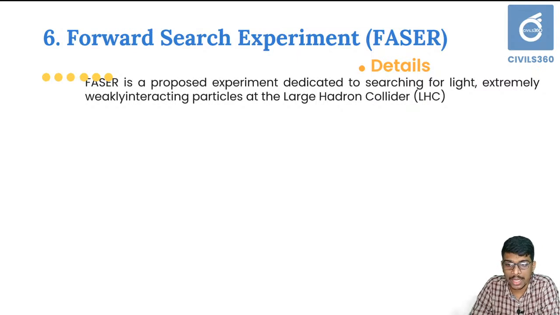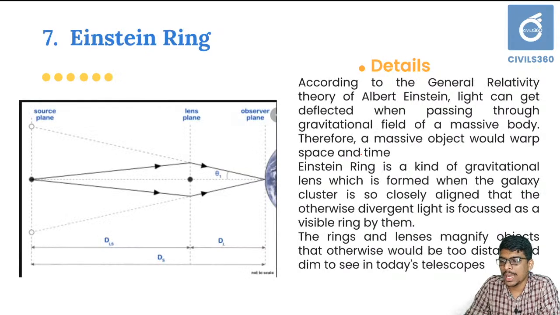The name suggests that it will be similar to certain satellite missions or the like. The Forward Search Experiment is nothing but a proposed experiment to identify weakly interacting particles in the Large Hadron Collider. Just understand that. That is only required. It is experimented in the LHC, and it aims to identify weakly interacting particles in the LHC. That is the only thing you need in PHASER. Okay, next one is Einstein ring.